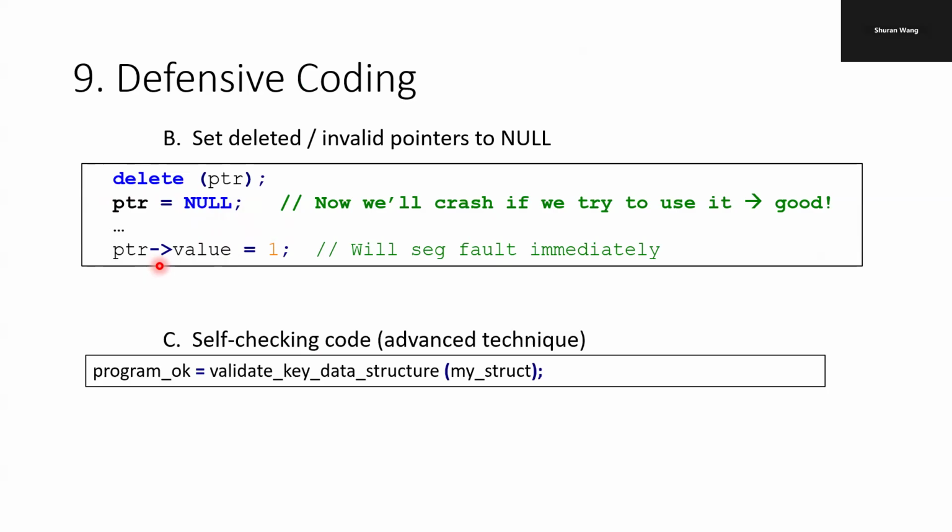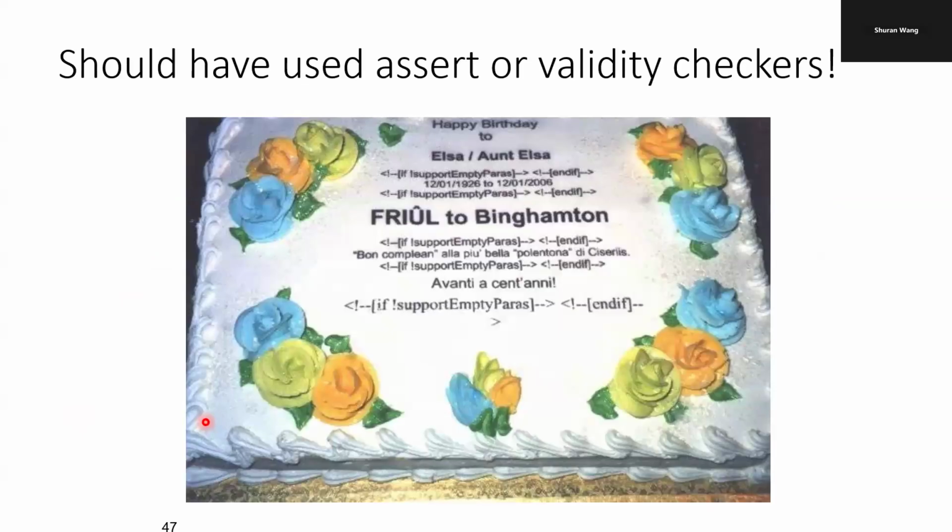Self-checking code is an advanced technique that we are not expecting you to use. You might use functions to do the validations of the data structures. And the reason why we are asking you to do the defensive coding is to avoid something like this. If your function could terminate or segfault before you're getting this, in that case, you will fix it before it gets bad.